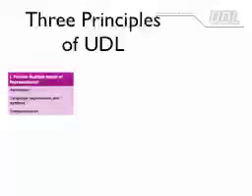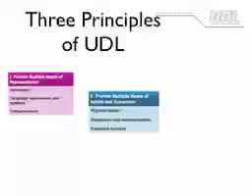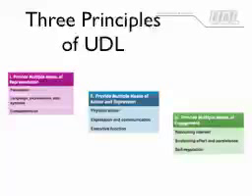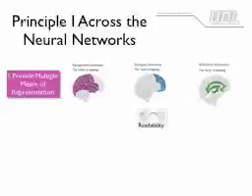3 principles of UDL that we'll also be looking at are multiple means of representation, multiple means of action and expression, and multiple means of engagement. When we look at each of the principles across the 3 networks, we'll be looking at tools, activities, quotes, and lists of items that can help you meet the needs of each of the neural networks.